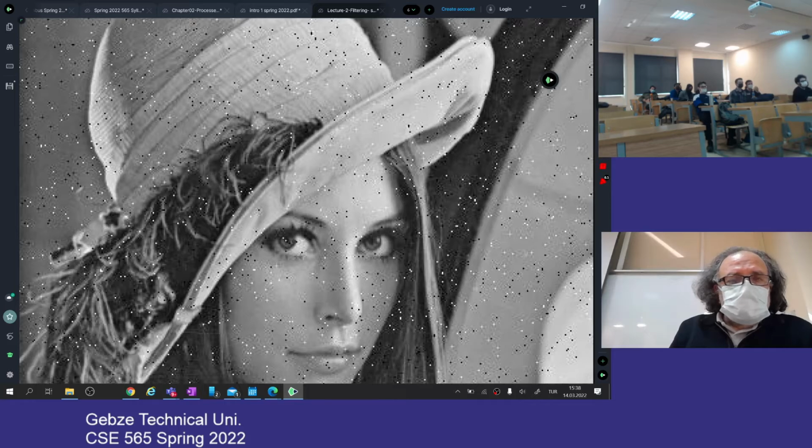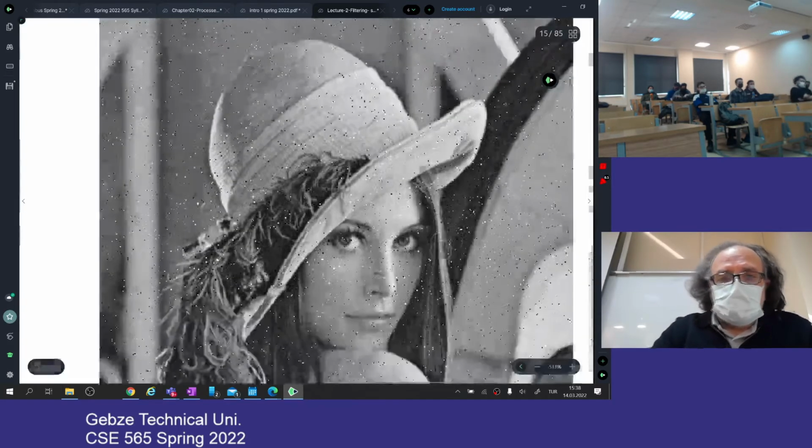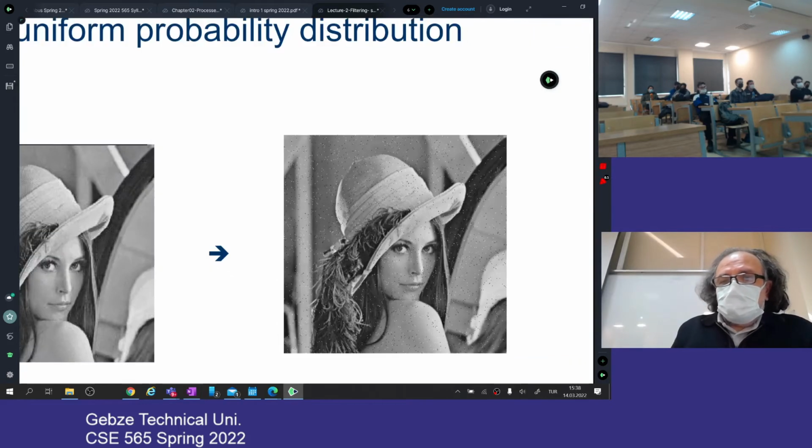So some pixels are turned to 255, some pixels are turned to 0. It is not additive or multiplicative. It is just replacing some of the pixels with the zeros and the whites. Okay, these are salt and pepper noise. It's very different from Gaussian noise or the uniform noise. Obviously, you are losing all the information about the pixel's value.